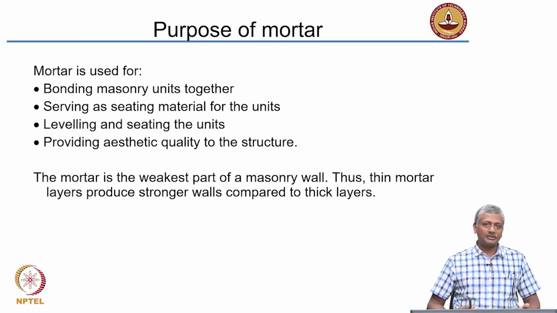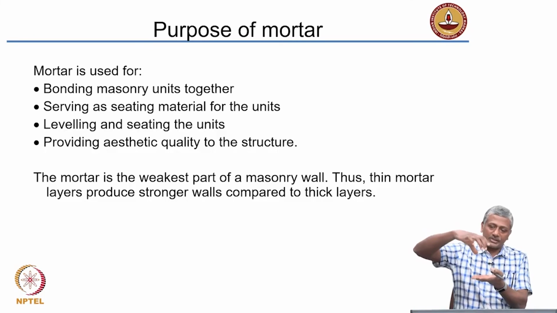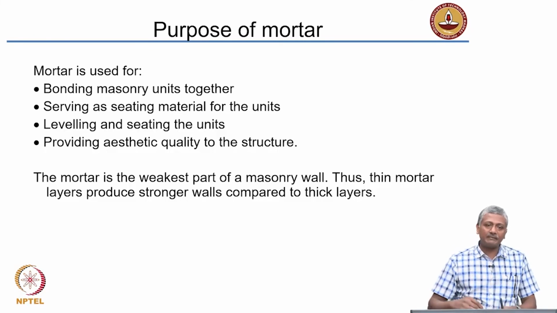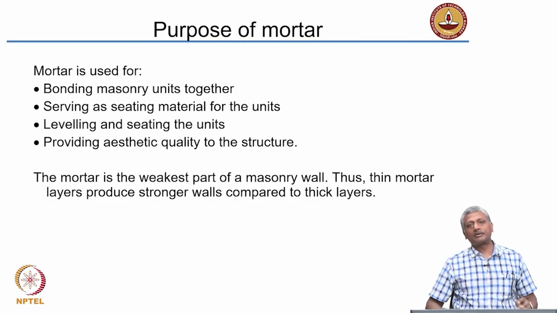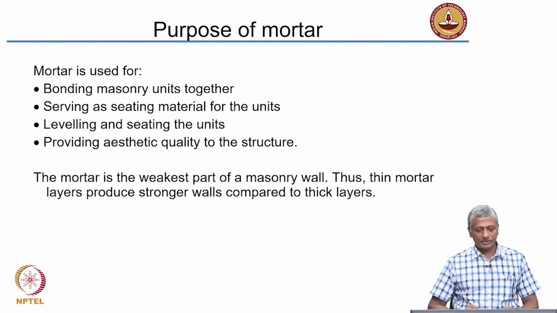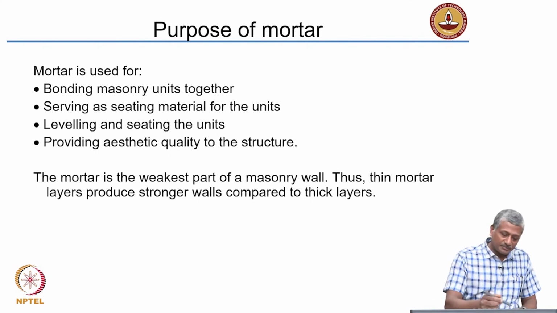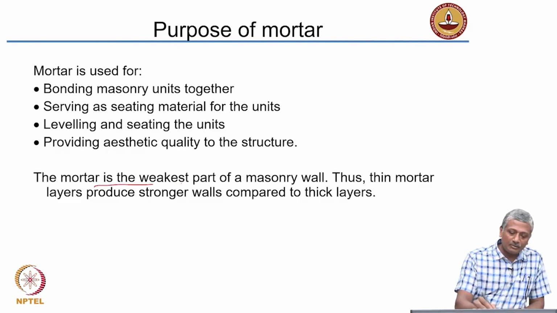Why is mortar needed? Of course, mortar is needed to bond the masonry units together because it keeps everything in place. It serves as a seating material for the units. Units sit on it and make a level surface for the cores. And the mortar is also nice to break the monotony of the masonry blocks and provide an aesthetic quality to the structure. Please remember, the mortar is designed to be the weakest part of the masonry wall.